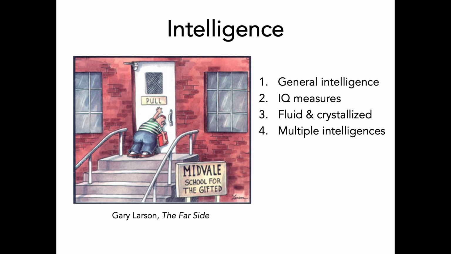So we've looked at health. We've looked at popular personality measures like the Myers-Briggs, although it's quite flawed. We've looked at pro-environmental behavior, and now you have enough tools to look at a more controversial topic, intelligence.